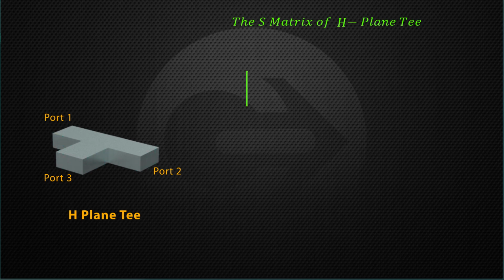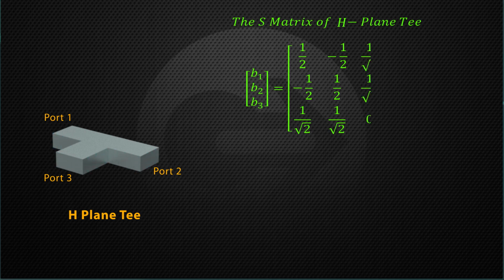The S matrix will be B1, B2, B3 is equal to 1 by 2, minus 1 by 2, 1 by root 2. The second row will be minus 1 by 2, 1 by 2, 1 by root 2. The third row will be 1 by root 2, 1 by root 2, 0, into A1, A2, A3.